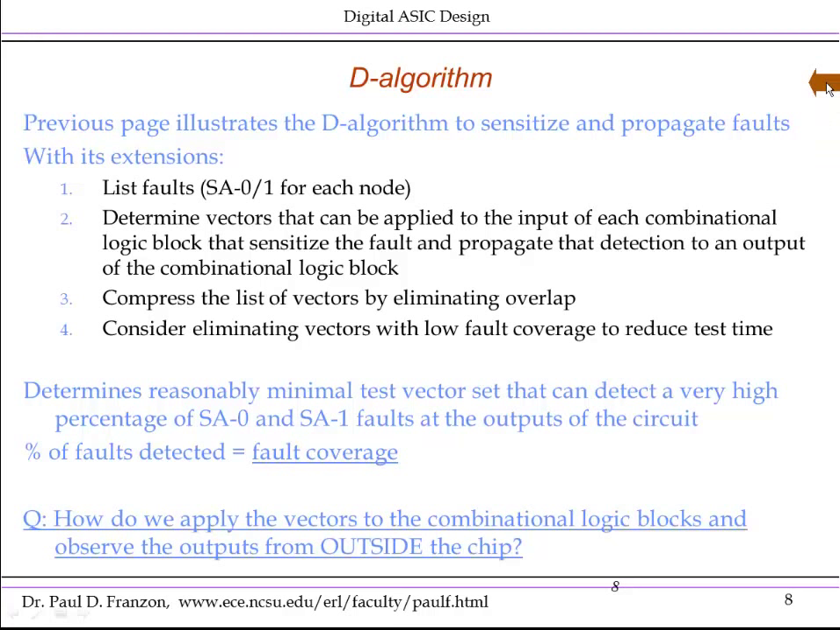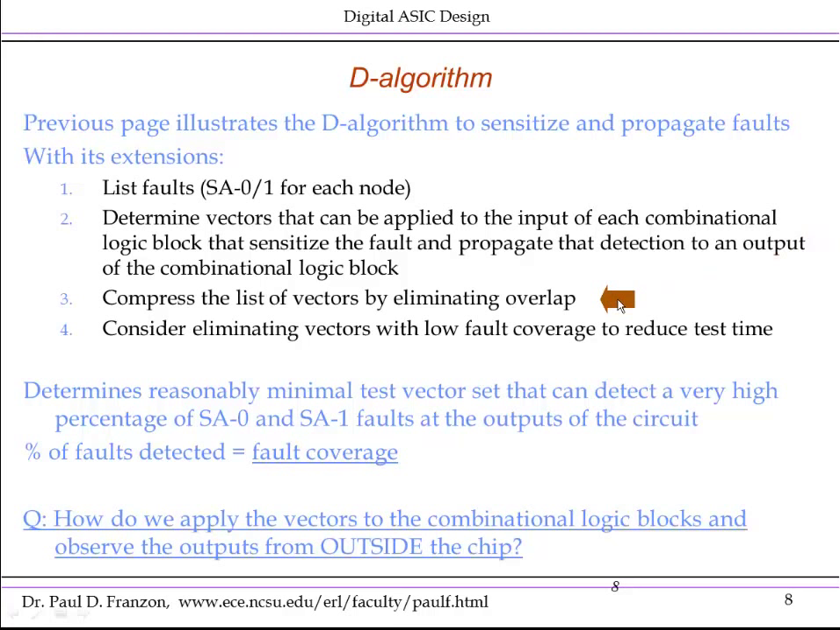What I've done is illustrate what is called the D algorithm that can work out test vectors to apply to a design to sensitize and propagate faults. The way this works in its entirety with its extensions is we list the faults, that is a stuck-at 0 and a stuck-at 1 for each node. We determine the vectors that sensitize the fault and propagate the detection of that fault to the output of a combinational logic block.